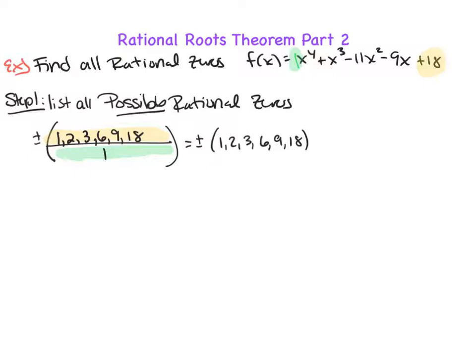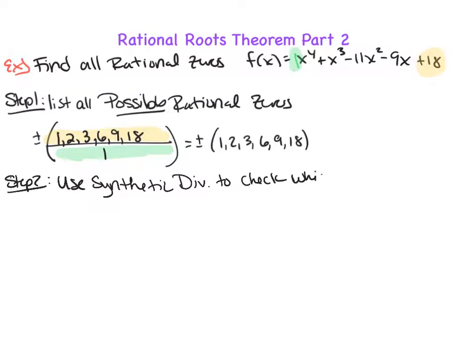Once you get your list of possibilities, step 2 is to use synthetic division to check and see which ones in the above list give us remainder 0. Now, this can take a long time. Be nice to yourself and start at the beginning. So let's start with x equals 1. So we're going to check x equals 1.